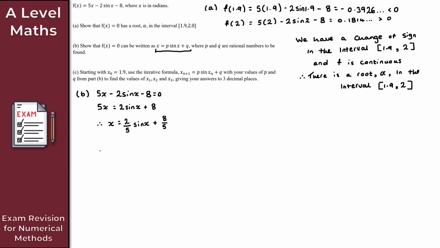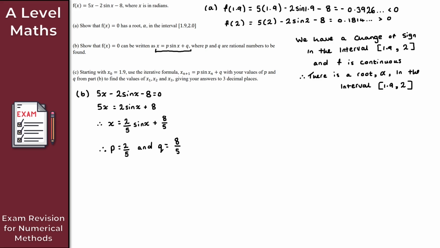And as we can see then, in this case here, p is 2 over 5. And q then is 8 over 5. Okay, and there we have it then. So that gives us the solution to part B.